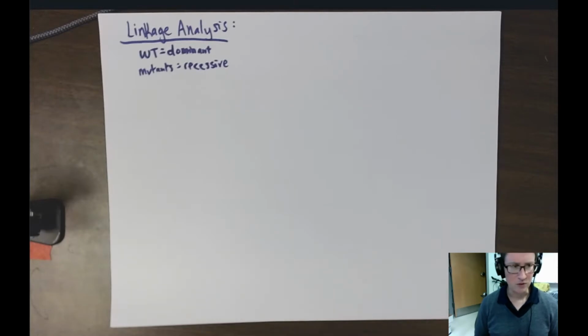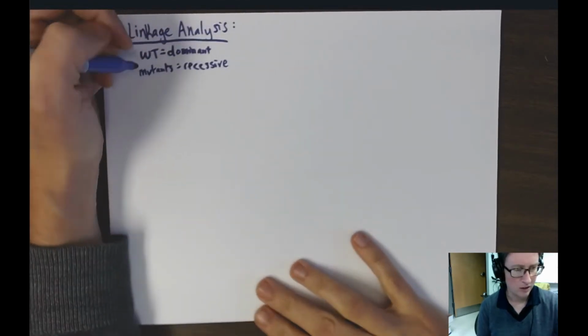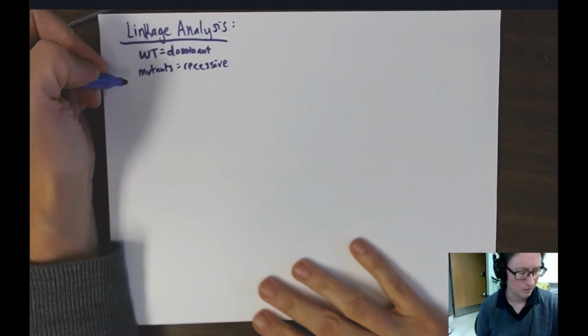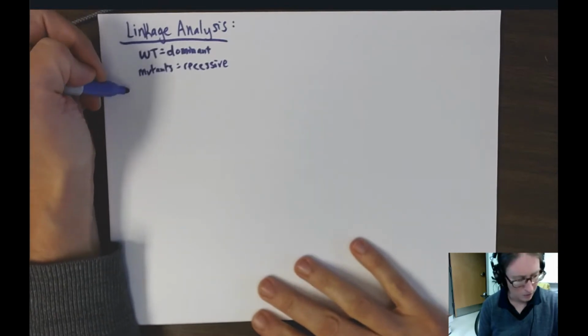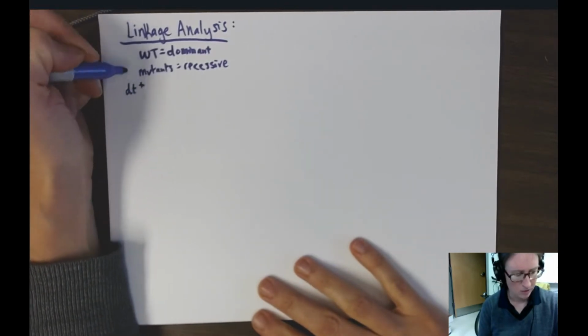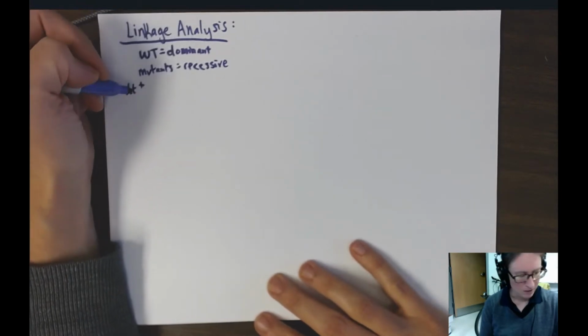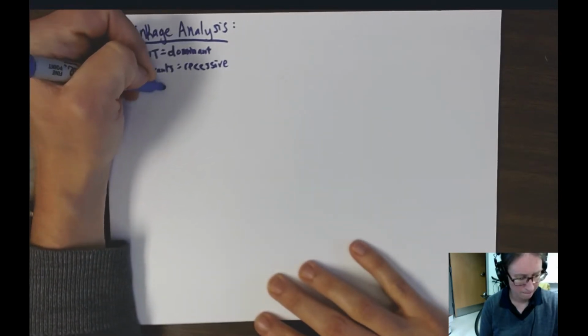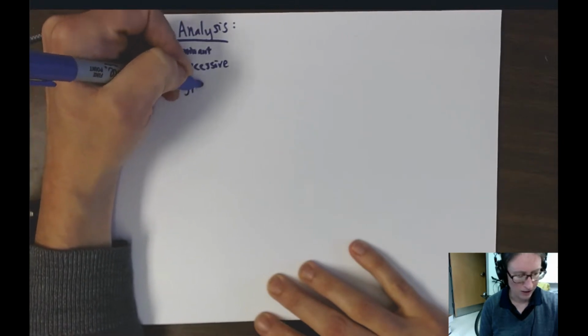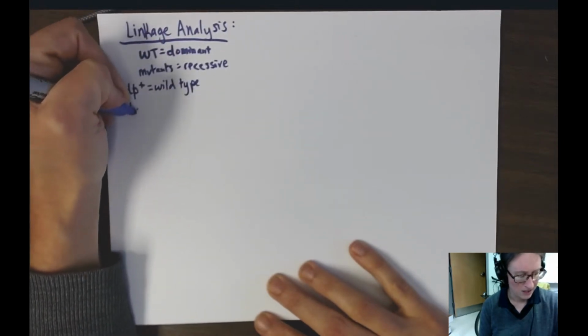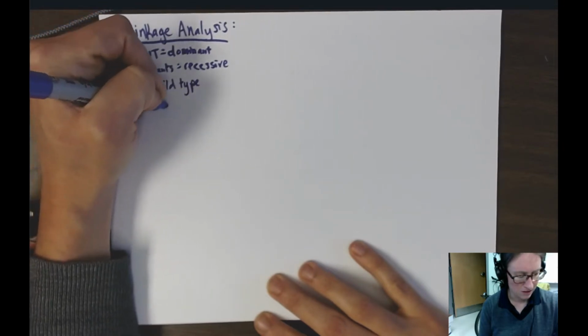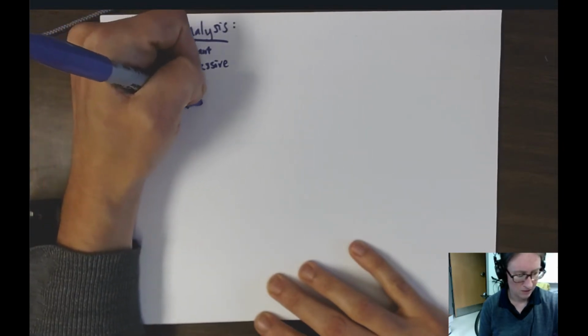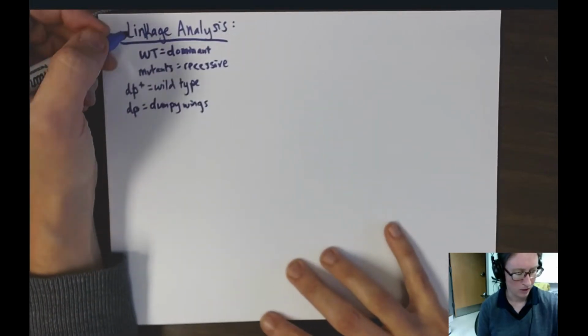So to start out with, the first cross that we're going to look at is going to be examining a gene for wing length and a gene for body color. So we have two alternatives, and I'm going to use the notation from the simulation. So for wing length, we can have either wild type, which I'm going to symbolize DP plus, right, so that's the wild type allele, or DP, which is going to be dumpy wings. Right, so gene 1 is for wing type.